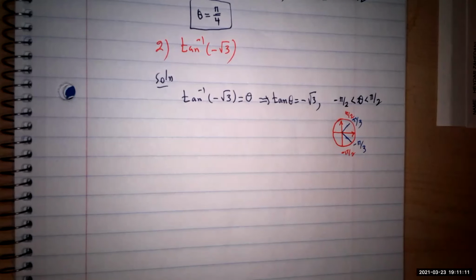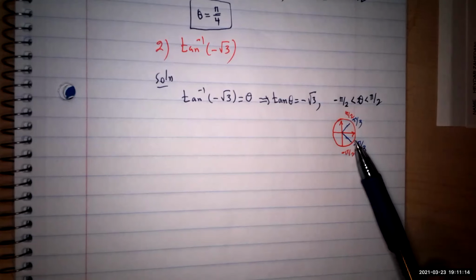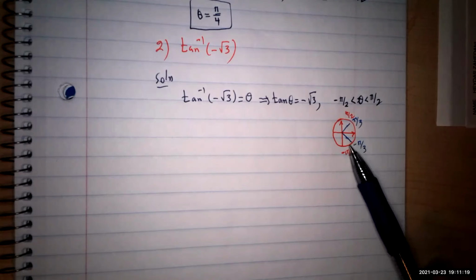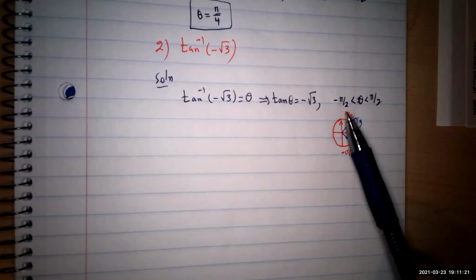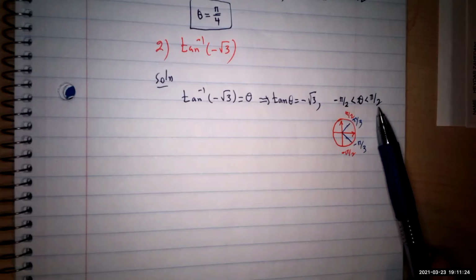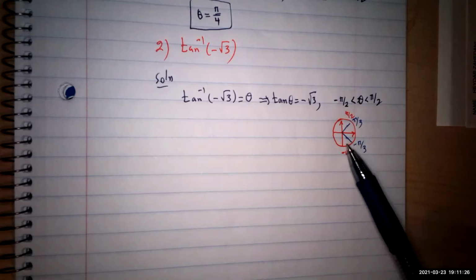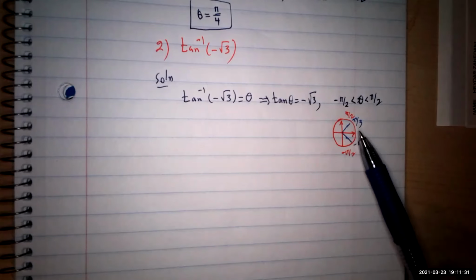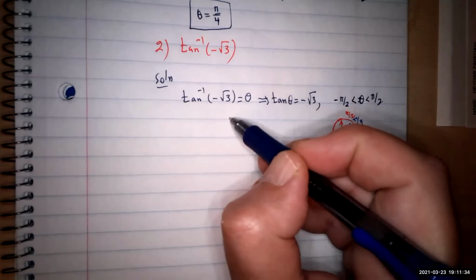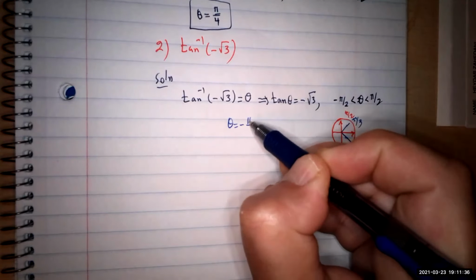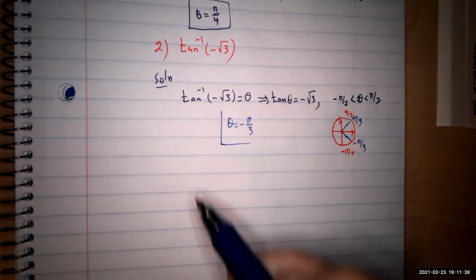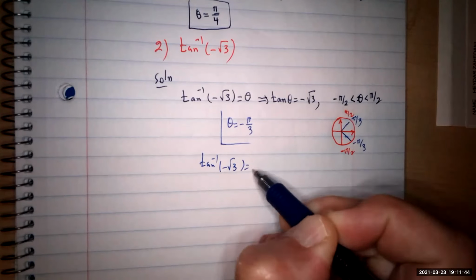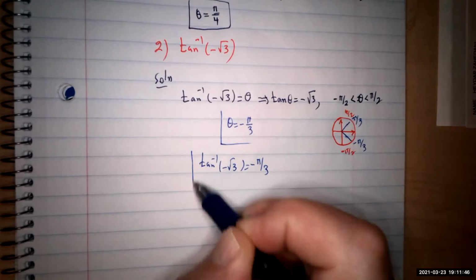Okay. So again, you can pick 300 if you like, because for the angle 300, the tangent is negative radical 3, but you have to be between negative pi half and pi half. So for the tangent, you have to work with the negative angles if you like. So for the negative radical 3, you have to pick theta to be negative pi third. Okay, so the tan inverse of negative radical 3 is going to be negative pi third.